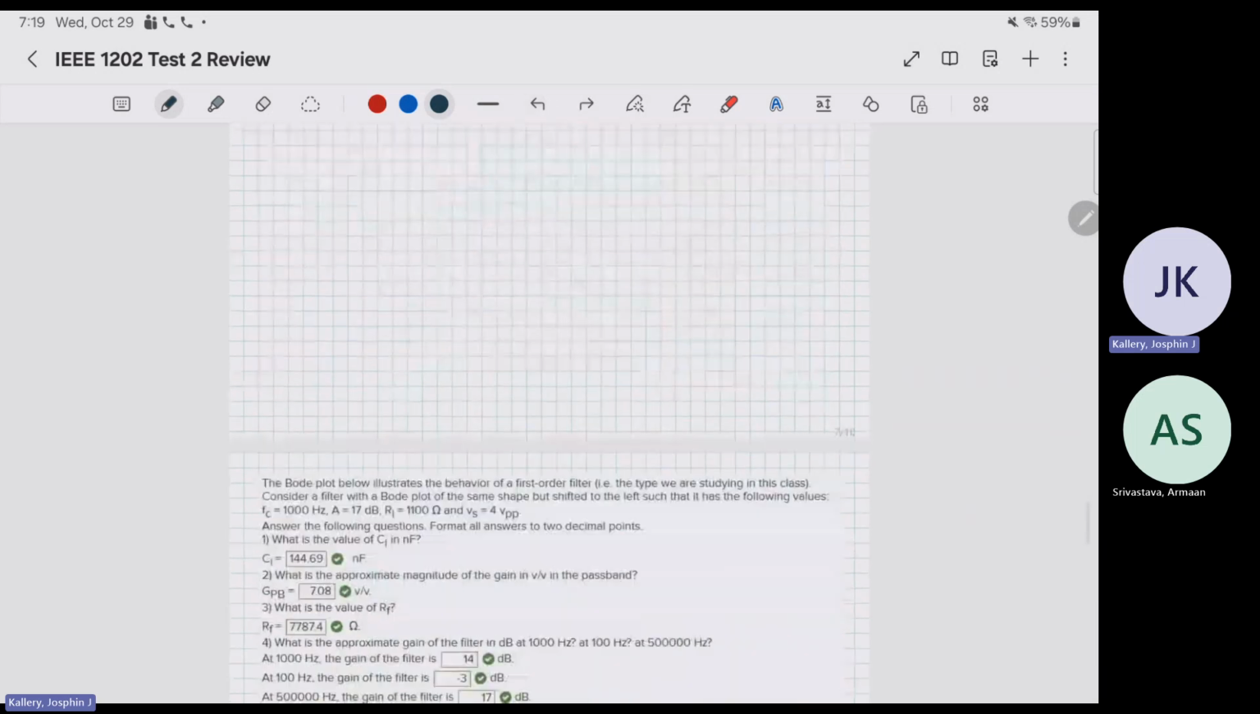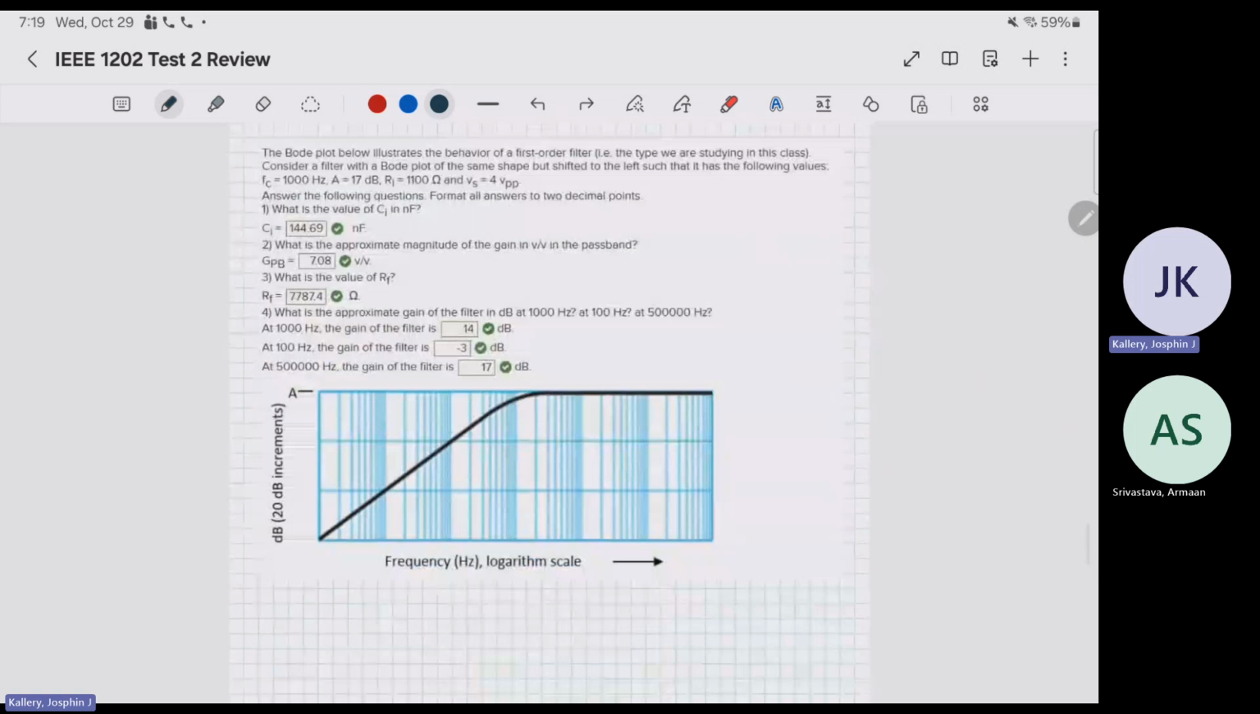Okay, so let's go to an example problem. All right, here we have a filter. This time we're in hertz instead of angular frequency. 1,000 hertz is our cutoff, gain of 17, Ri is 1,100, and our input voltage is 4 volts peak to peak. So let me just draw a quick diagram to show what we're working with.